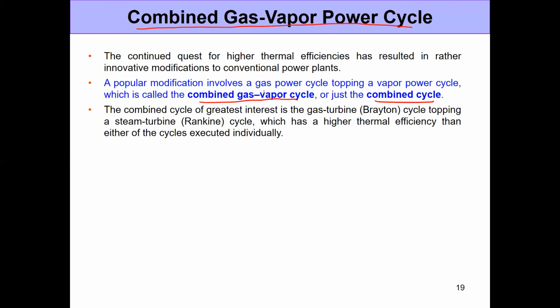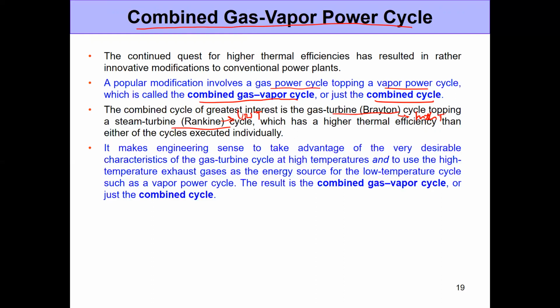And when we talk about combining a gas power cycle as the high temperature cycle with a vapor power cycle as the low temperature cycle, the most common combination is between the Brayton cycle, which acts as the high temperature cycle, and the Rankine cycle, or the steam turbine, which acts as the low temperature cycle. This combination gives much higher thermal efficiency than each of these cycles individually.